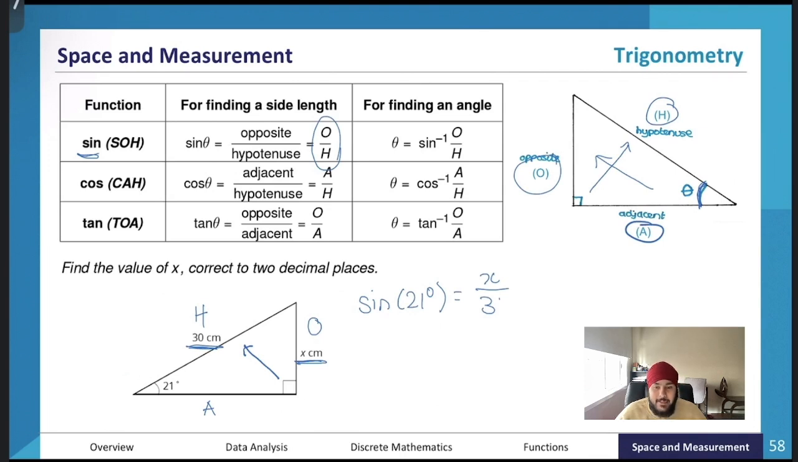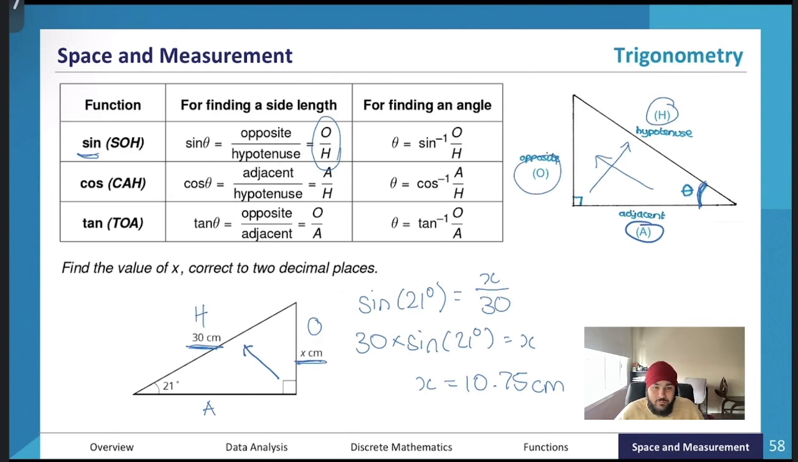Then to work out x, all we need to do is move the 30 across. So it will be 30 times sine 21 degrees is equal to x. Then we can just do this on our CAS. So x is equal to 30 sine 21 degrees, and we will get 10.75 centimeters. Remember, units are really important. So that's how we do these questions.